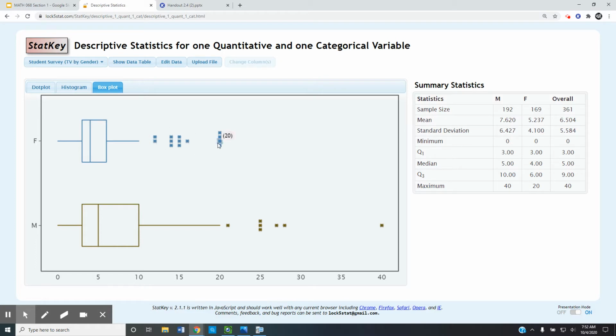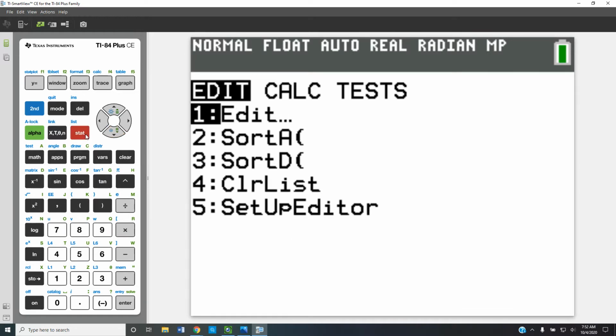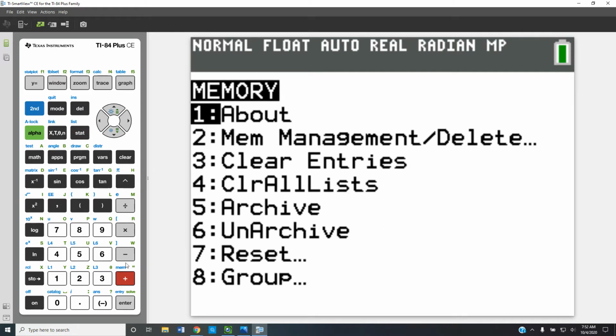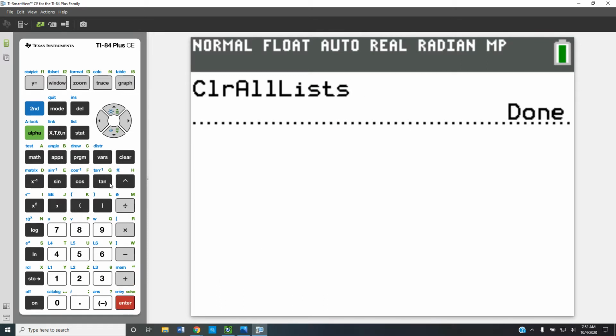A nice thing to know on a TI-84 is that I can run a set of data and see if it has an outlier also. Let me look at my stat. Let's actually put something in here that's worth using. First thing, I'm going to clear second memory, clear all my lists, number 4. I'm going to make a bunch of stuff go away, and boom, done.